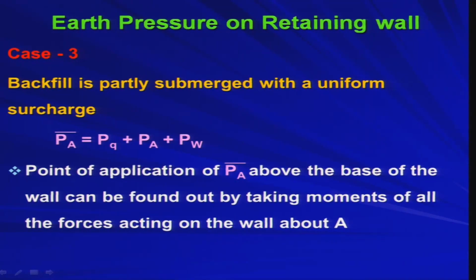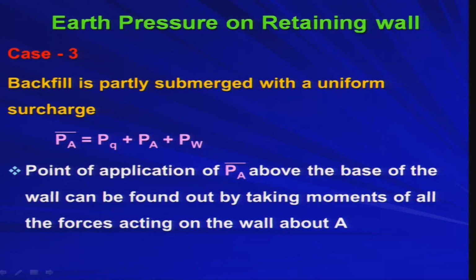So, you can calculate the point of application separately. As I told you, Pq is acting at the midpoint of the rectangular distribution, Pa is acting at the CG of this bilinear distribution, and Pw is acting at h by 3 distance from the base of the triangular distribution. That is the line up, or the point of application, of the different active thrusts.